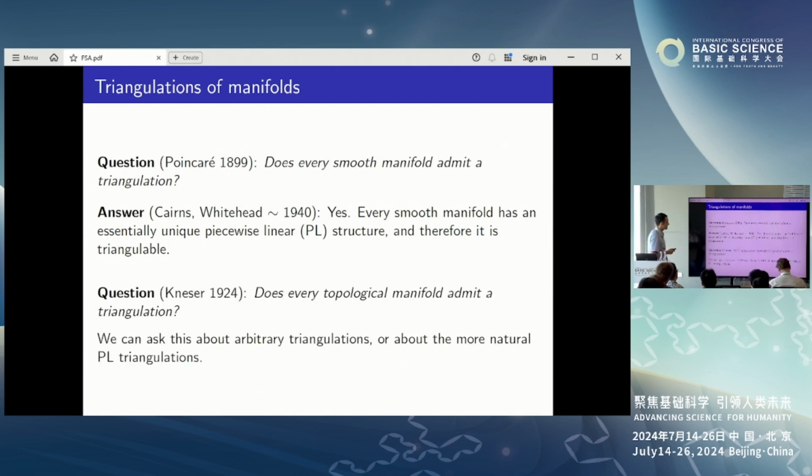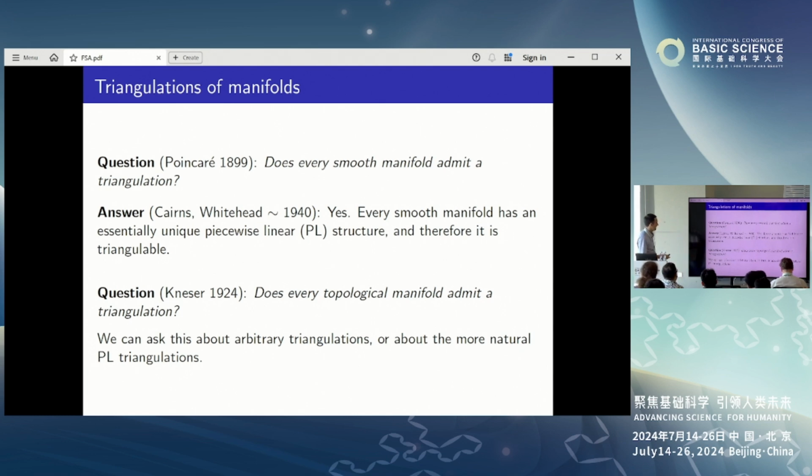But the much harder question is about topological manifolds. So this was first asked by Kneser in 1924. Does every topological manifold admit a triangulation? And the reason why it's hard is, in the smooth category, smooth maps are differentiable by definition, so they can be approximated by linear maps. So you expect that everything smooth can be made linear. But for topological manifolds, where you just have continuous maps, how do you approximate them by something linear? That's harder.